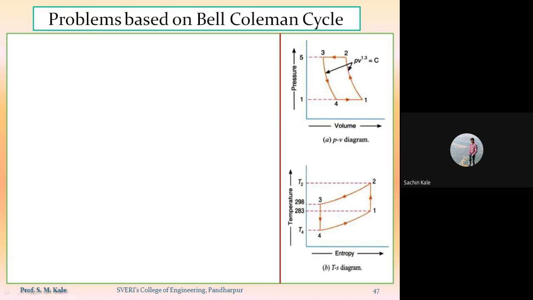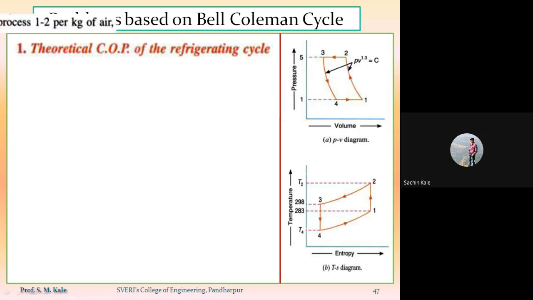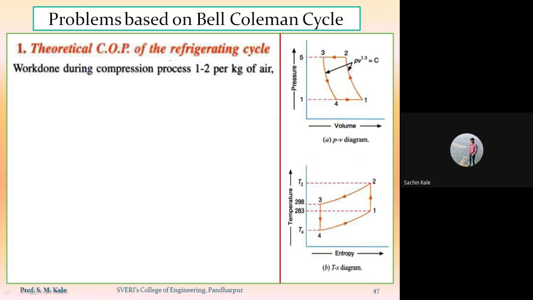Now, first of all, as we have to calculate the theoretical COP of the refrigerating cycle, which formula are we going to use? That is formula number 2. Can anybody tell me what the formula is? COP is equal to, which formula are we going to use? Does anyone know?